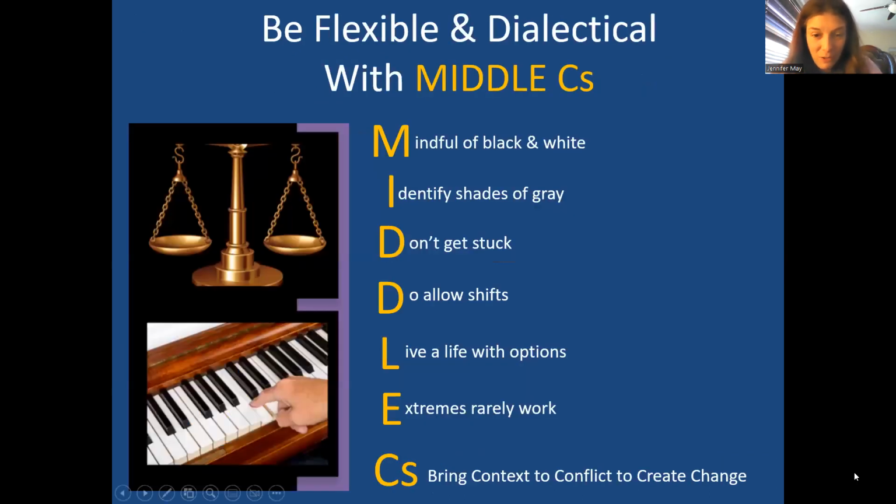Okay, so here's the whole thing all together. All right, take your screenshot, everybody. So being mindful of black and white thinking or behavior or emotions or interpersonal. Once you're mindful of black and white, identifying the shades of gray. Remember not to get stuck, allowing some of the shifts. Remember that you could live a life with options when you have more than the extreme choices, and extremes rarely work, only sometimes. So it helps to motivate us to stay in the middle and bring context to conflict to create change. And remember some of the other C's that help us stay in the middle as well.